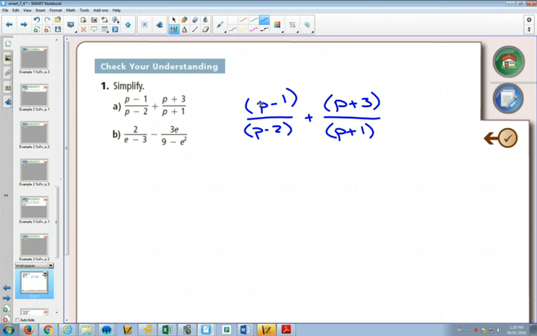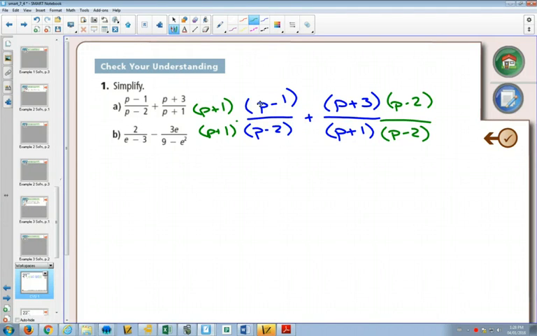So we look at the denominators right now. We have a p minus 2 and a p plus 1. What's missing in the denominator from the first one? The p plus 1. So you're going to multiply top and bottom by p plus 1 for that first fraction. What's missing in the denominator from the second one? P minus 2. So you're going to multiply top and bottom by p minus 2.